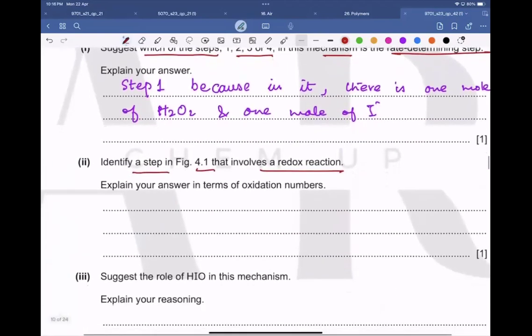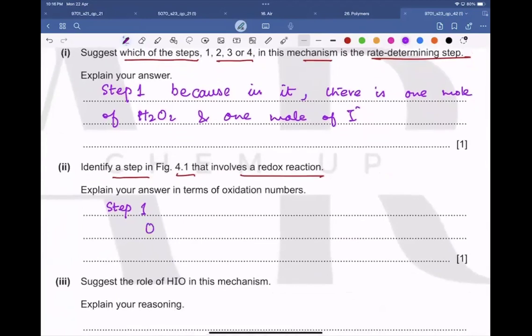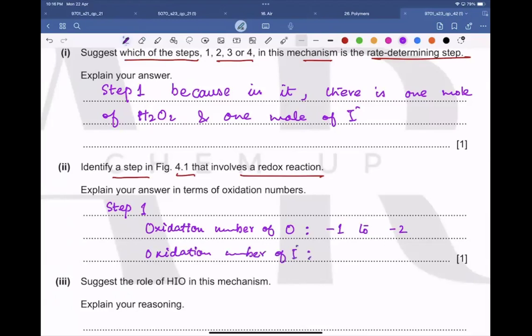So step one involves the redox reaction. We can write the oxidation number of oxygen changes from -1 to -2, and the oxidation number of iodine changes from -1 to +1. Is this clear to all of you?